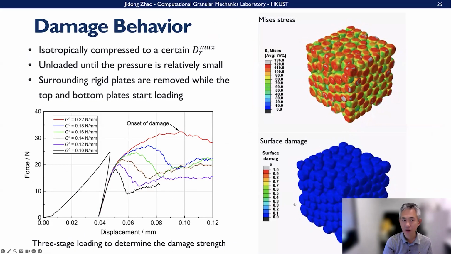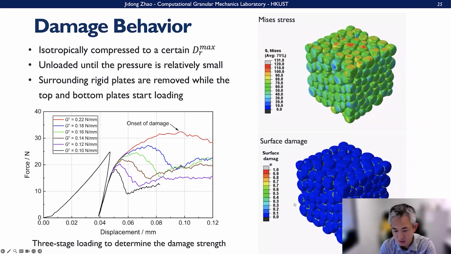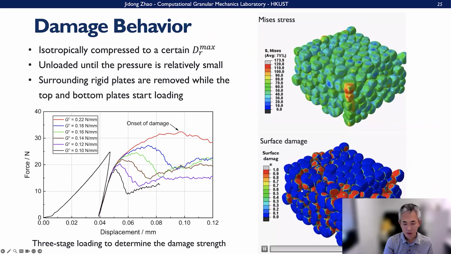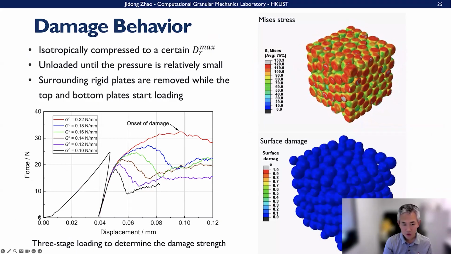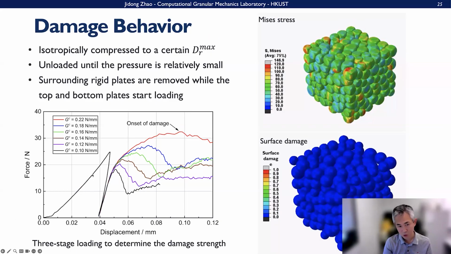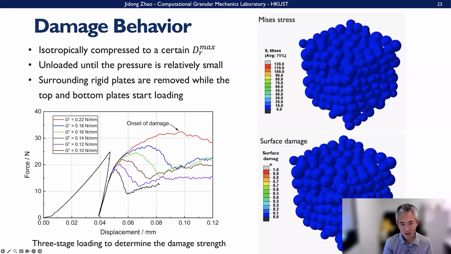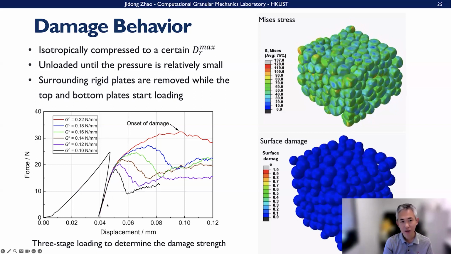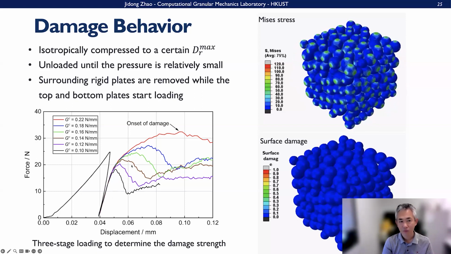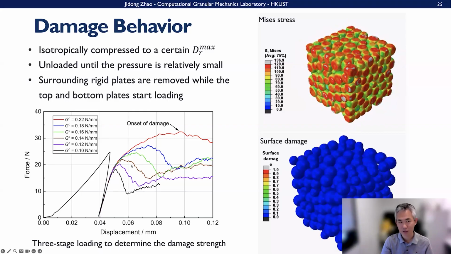We can further look at the damage behaviors of the samples. Again, we do this loading. We first compress it isotropically, and then we do isotropic unloading, and then we do this kind of uniaxial compression.